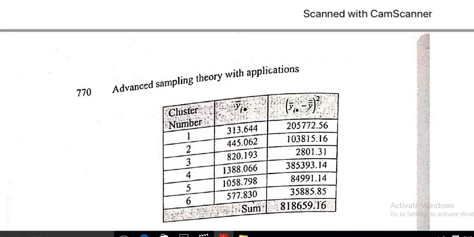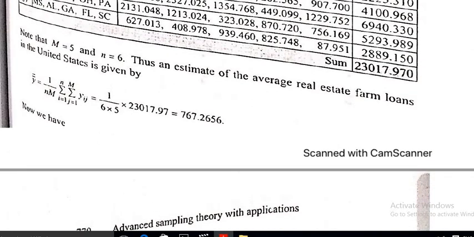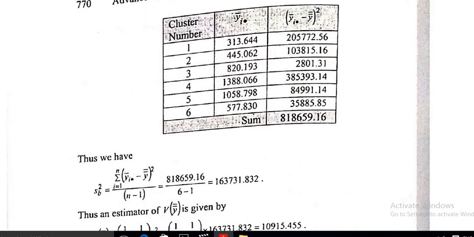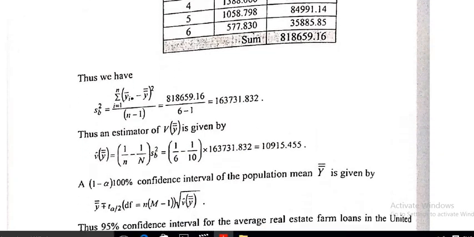313.64 minus the mean of the cluster sampling, that is 767.2653. We have obtained these values. Taking the sum of these values divided by n minus 1, 6 minus 1, that is 5, it has become 163,731.828.